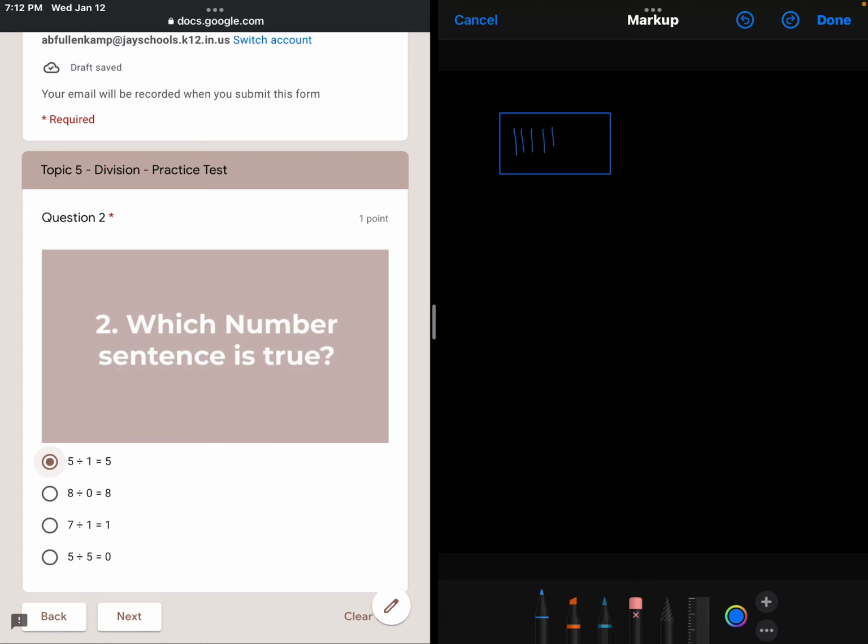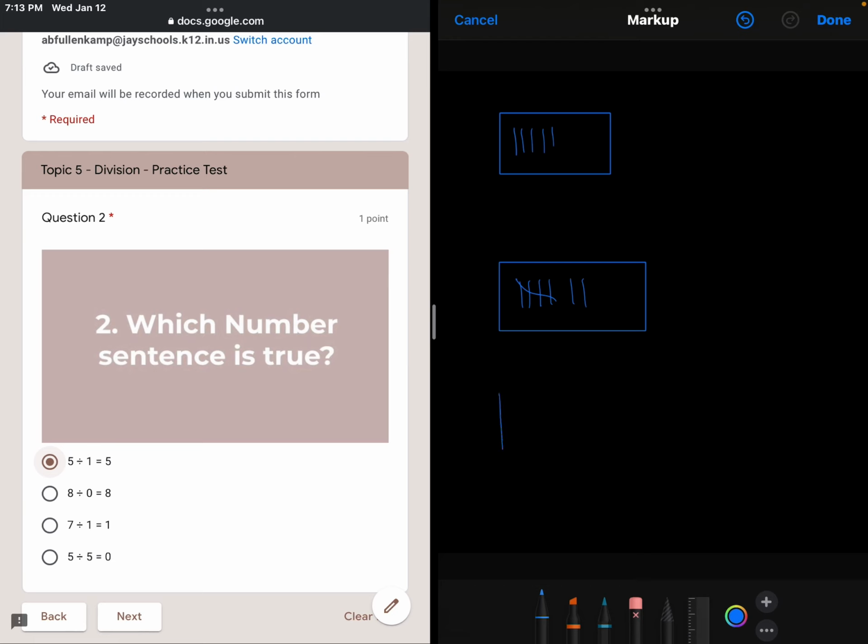7 divided by 1 equals 1. Well, I have my one box, right? And I have 7 pieces. 1, 2, 3, 4, 5, 6, 7. Okay. Is there only one piece in each box? No, so that one's not going to work.